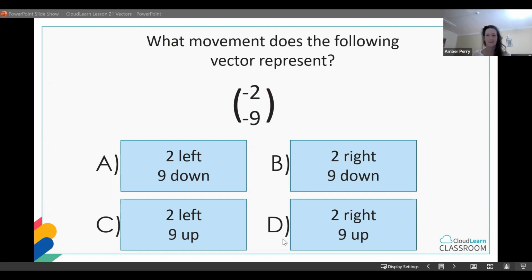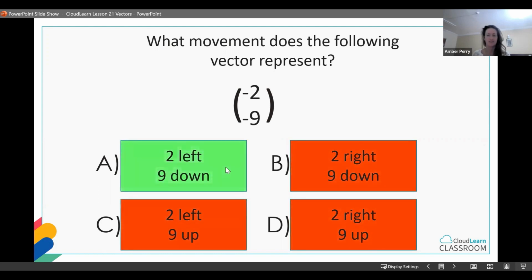Okay, here you go. Okay, fantastic. Everyone's got that correct again. So I think that means that we are confident on this. Okay, 2 left and 9 down. Brilliant. So just always remember that top number is right or left and that bottom number is up or down.